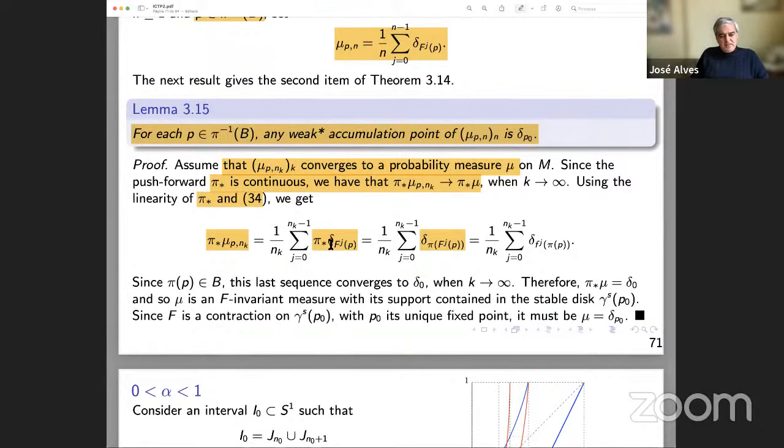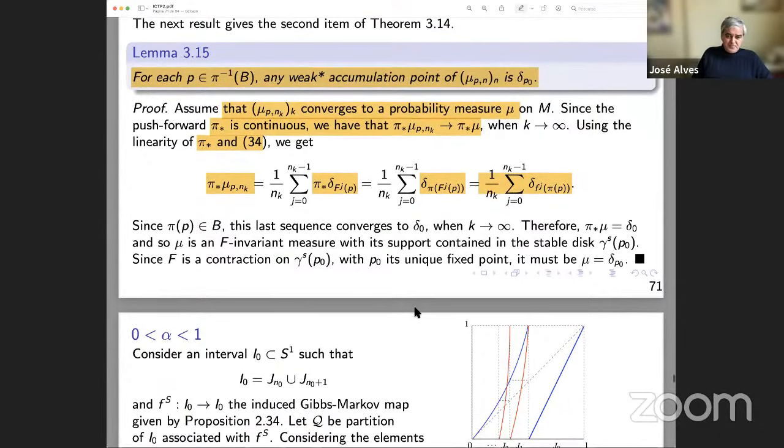Sorry, here is not the semi-conjugacy. Here is a simple feature of push forwards and Dirac measure. The semi-conjugacy is used in the next step. So in the next step, we obtain that the sequence of push forwards is this sequence here. And we know that pi of p belongs in B, and so this sequence is converging to delta 0. And so we easily obtain that necessarily mu has to be equal to delta of P0. Here we also use that in the fixed disk, every point converges to the fixed point. And so we obtain this.